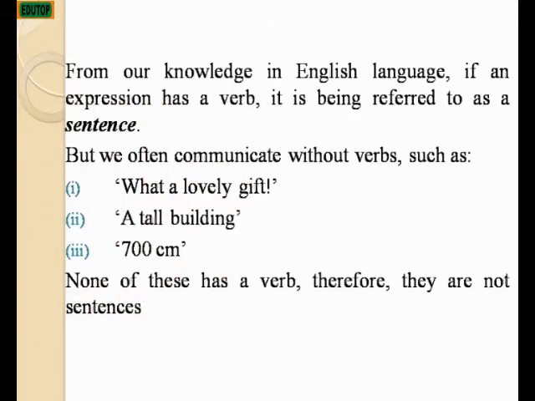From our knowledge of the English language, if an expression has a verb, it is referred to as a sentence. But we often communicate without verbs, such as, what a lovely gift. That is, when we are presented with a gift, we say, what a lovely gift. Then a tall building, 700 centimeters. None of these has a verb. Therefore, they are not sentences.